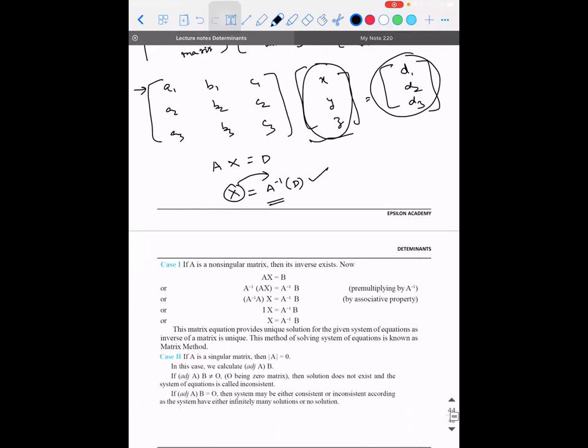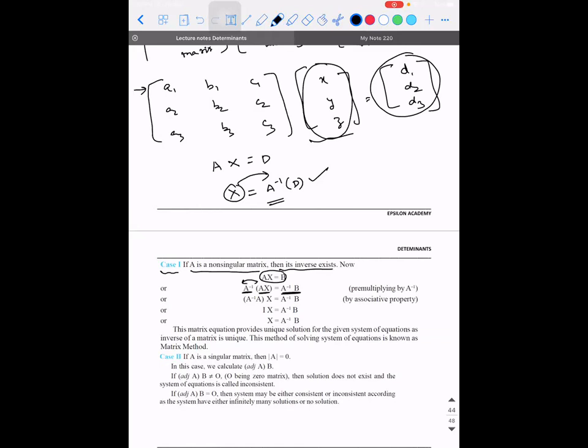So what will happen is, there will be 2 cases possible. If A is a non-singular matrix, then its inverse exists. So if AX is equal to B, I wrote it as D, they wrote it as B, that's it. So by pre-multiplying with A inverse on both the sides, A inverse of AX is equal to A inverse of B. So what is A inverse of A?